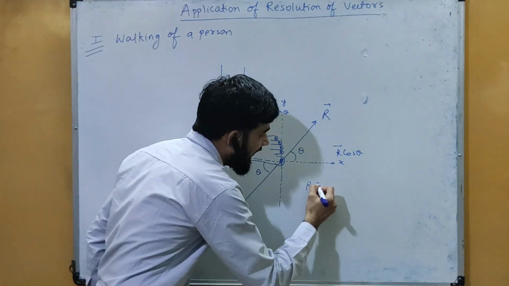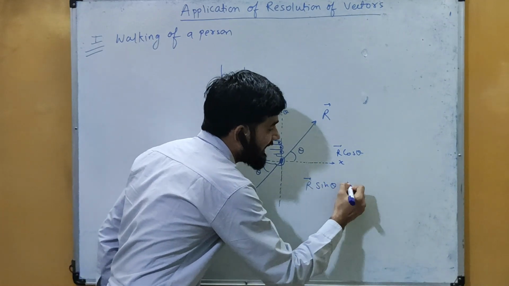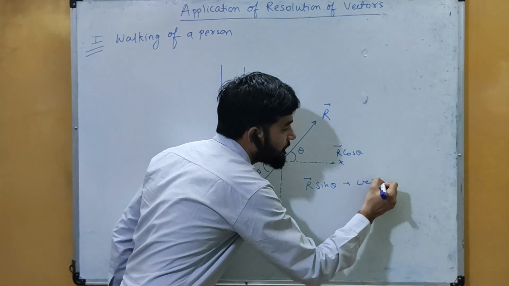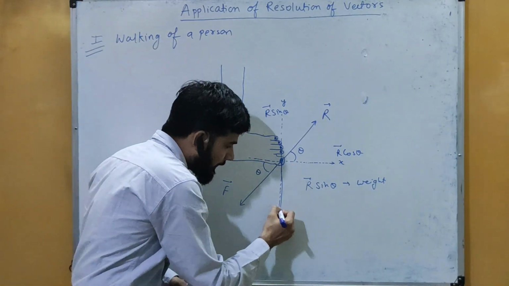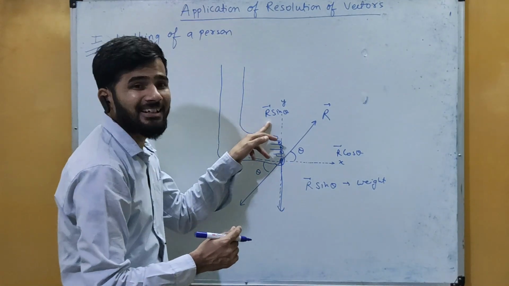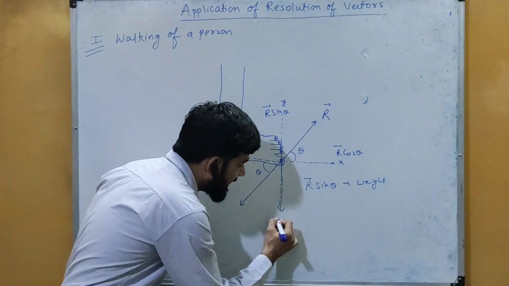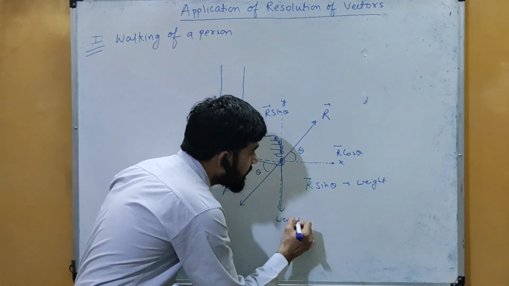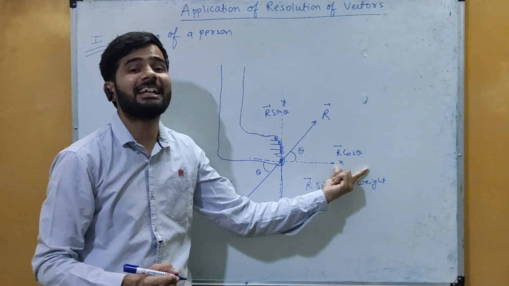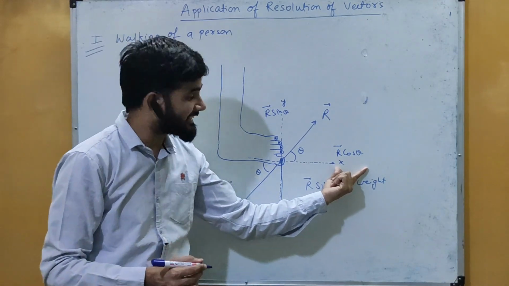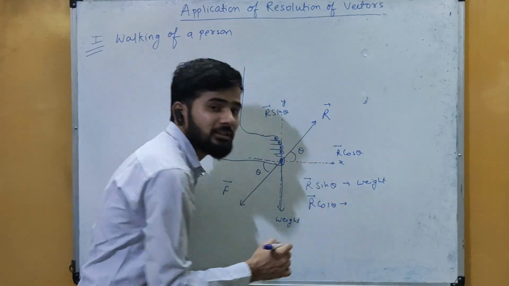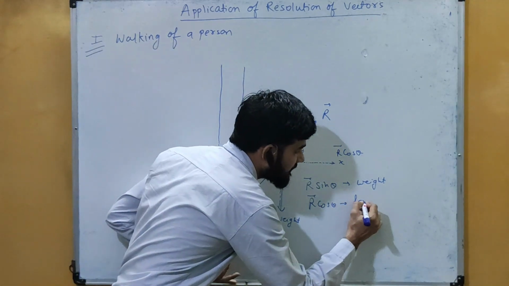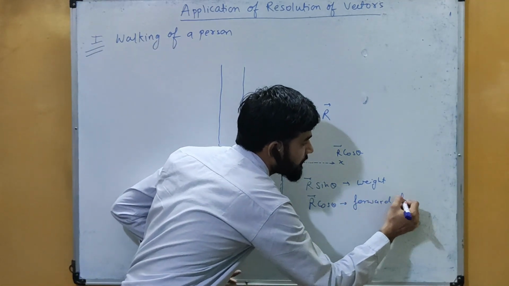Now here this R sin theta is balanced by the weight of the person, because the direction of weight will be downward. So this component R sin theta is balanced by the weight of the person. Now we have another component, R cos theta, which is in the forward direction. So this component R cos theta enables the person to move in the forward direction.